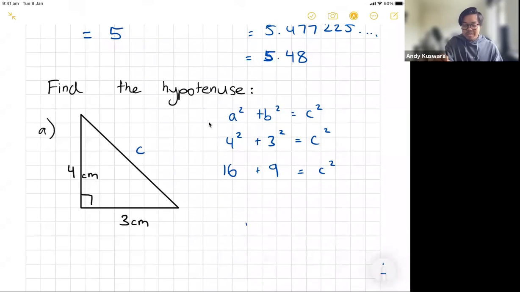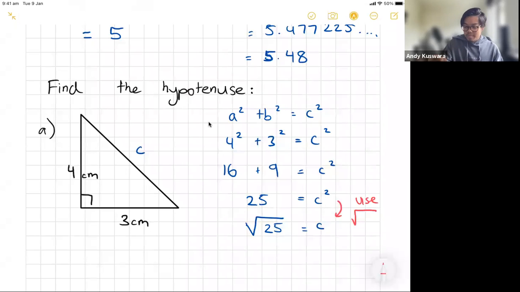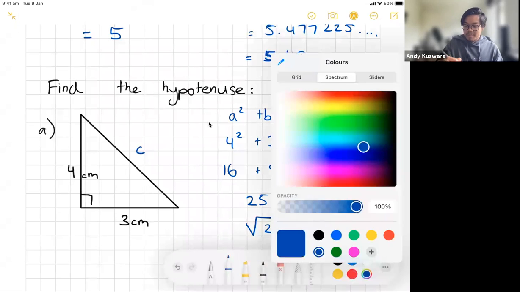Now, tell me again, what is 16 plus 9? Well, that's 25. So if c squared equals 25, I don't want to find c squared. I just want to know what c is. So I'm going to have to take the square root of 25. That's the big thing here. To get from here to here, use square root. That is the main basis of these types of questions.